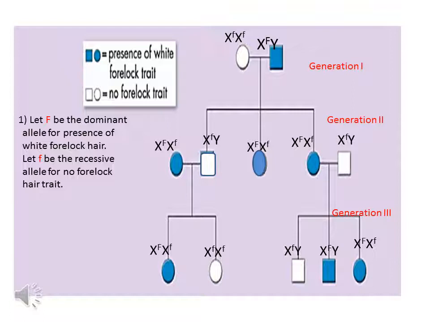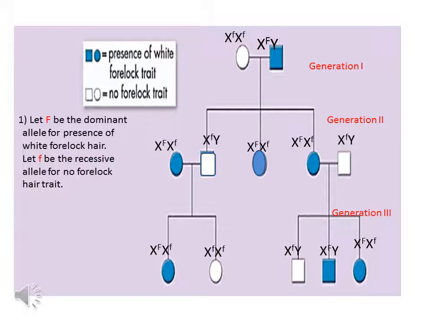Note that genes act in pairs, and each allele has to come from 1 parent. Thus, she will be X big F, X small f. The same applies for the other sibling in the second generation, X big F, X small f. The boy in the second generation, look at the left, marries a woman that has the forelock trait.